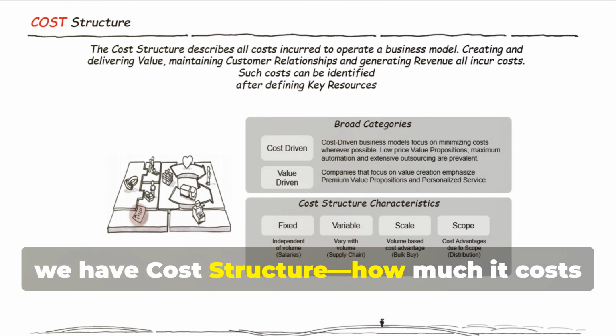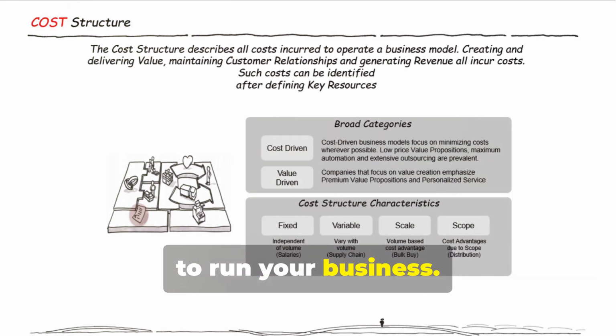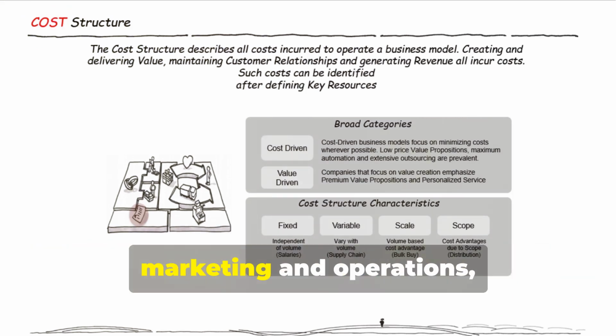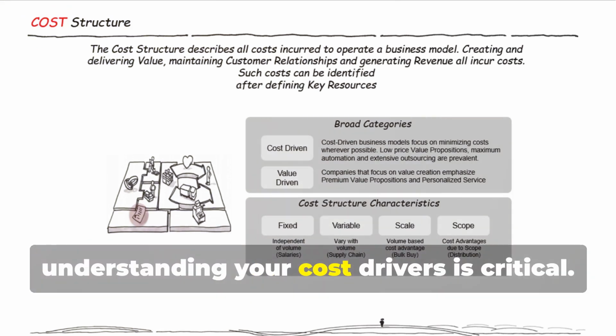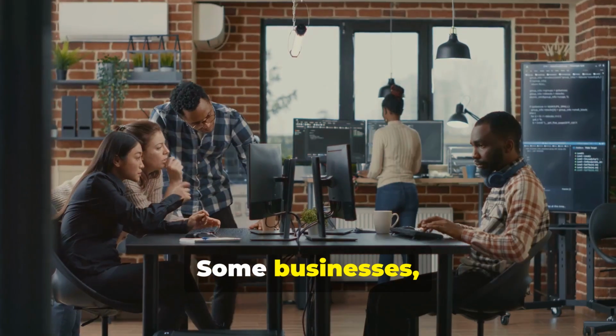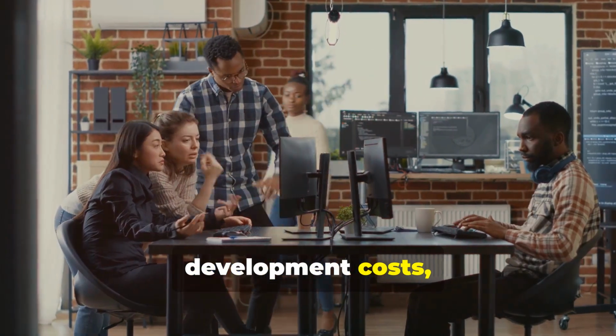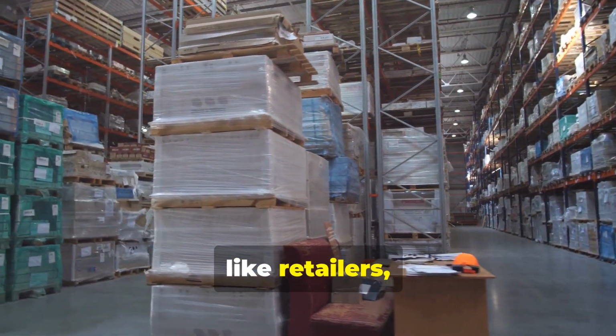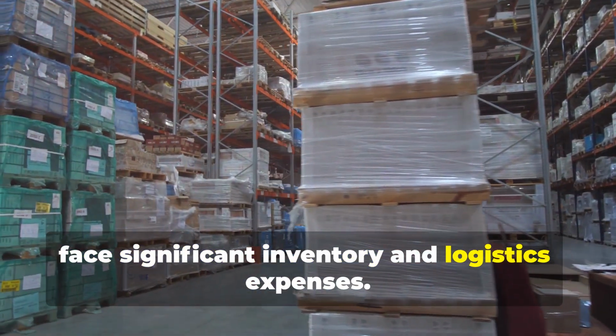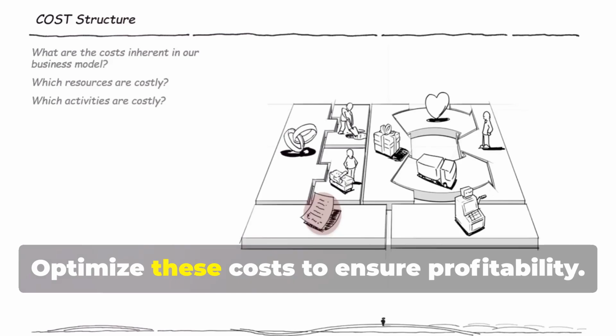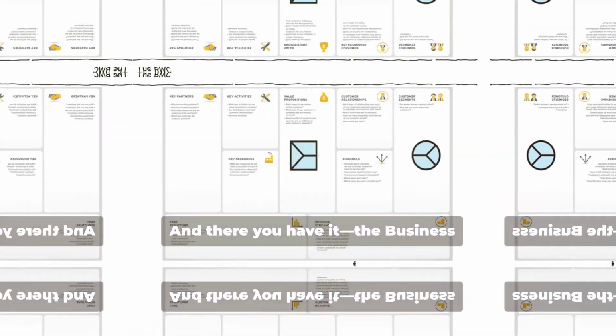Finally, we have cost structure, how much it costs to run your business. From production costs and salaries to marketing and operations, understanding your cost drivers is critical. Some businesses, like software companies, have low production costs but high development costs, while others, like retailers, face significant inventory and logistics expenses. Optimize these costs to ensure profitability.